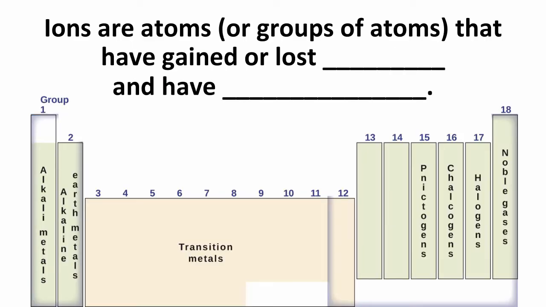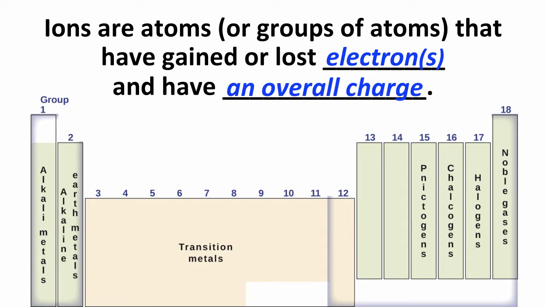Now, in general, ions are atoms, or groups of atoms, that either gain or lose electrons. When they gain or lose electrons, they end up with an overall charge. For example, sodium, an alkali metal, lost an electron, so it became positively charged. Chlorine, a halogen, gained an electron, so it ended up negatively charged. So ions are atoms or groups of atoms that gain or lose electrons and end up with an overall charge.